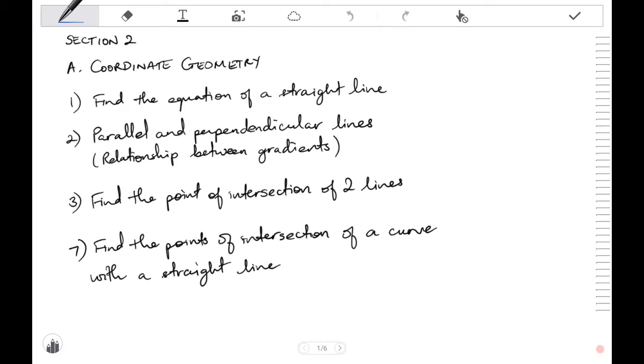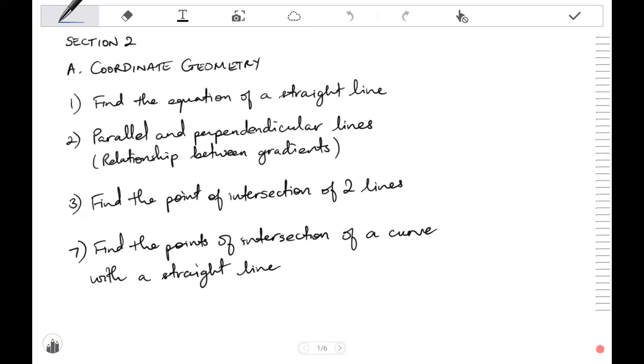Alright, so we started talking about this topic in class while we were in the hall, and we reached section 2, specific objective A, coordinate geometry. We already discussed how to find the equation of a straight line. What do we mean by parallel and perpendicular lines? And what is the relationship between the gradients of parallel and perpendicular lines? Right, if you weren't there for that, you'll have to review that from your maths notes.